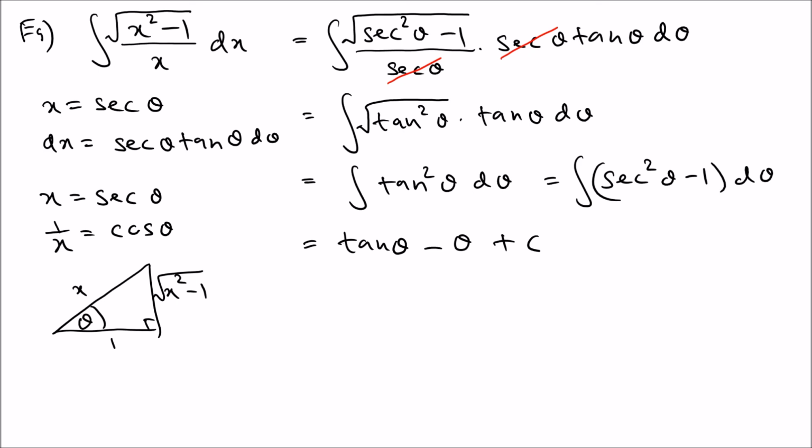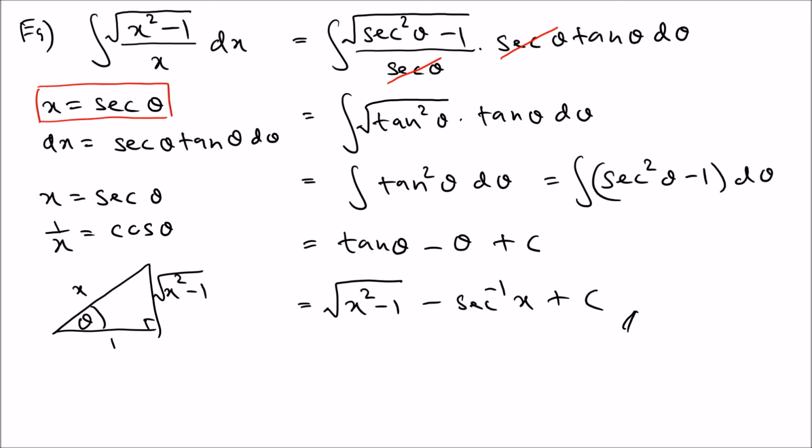Then we can find everything here. According to this, tangent is going to be the square root of x squared minus 1 over 1. We are not going to write the 1, so we can just say the square root of x squared minus 1. And for theta, you can just take the inverse, so theta is simply secant inverse x plus c. So that's how you integrate this problem, simply using a basic substitution. We used one of the substitutions for this problem.